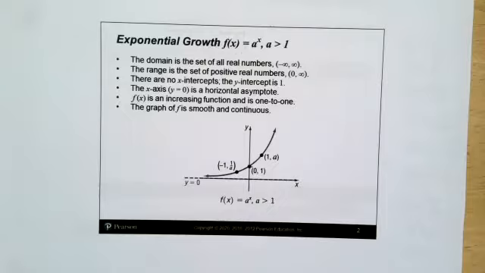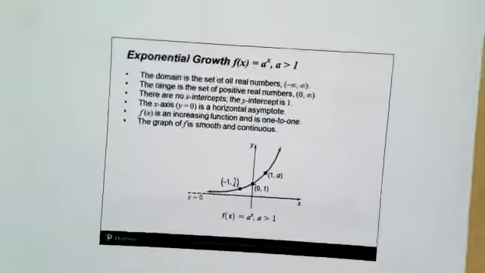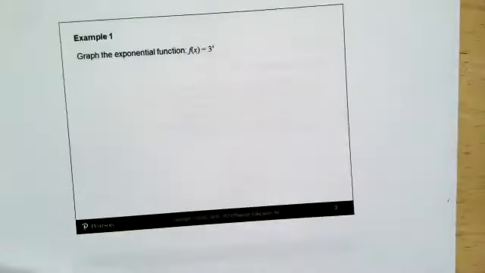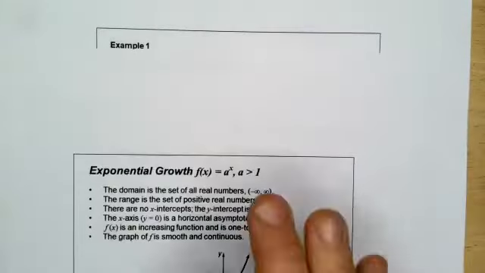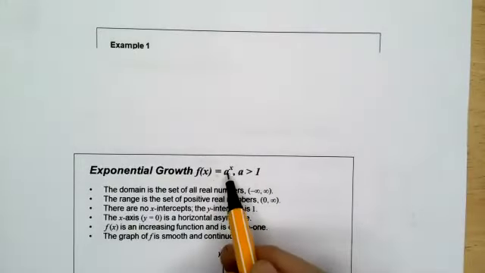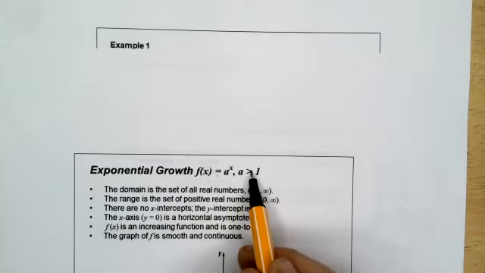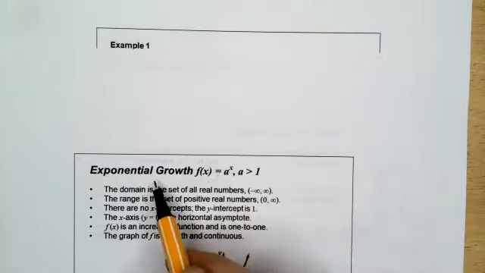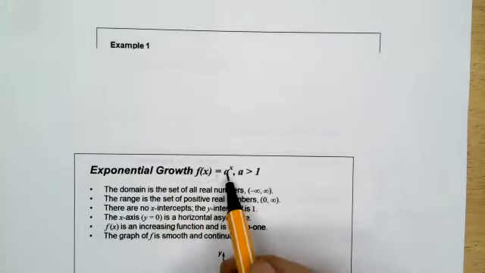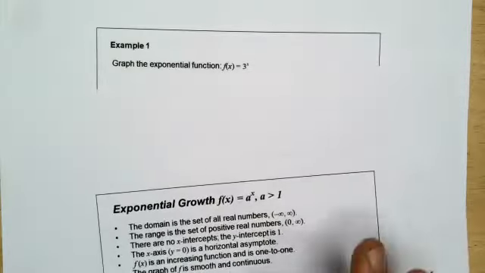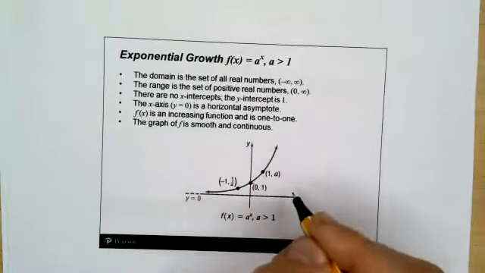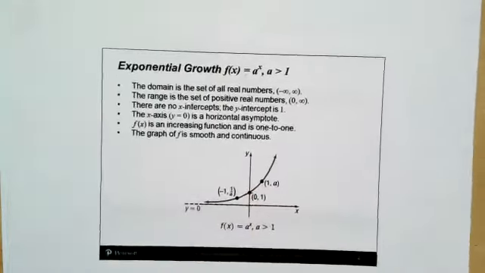Good. So those are the characteristics of exponential growth, and very similar to exponential decay. The difference between exponential growth and exponential decay is that if a is a number greater than 1, then it's growth. If a is between 0 and 1, it's decay, it's going down. Oops, sorry, couldn't see that. Like that, okay?